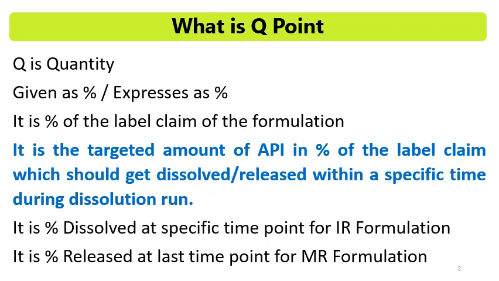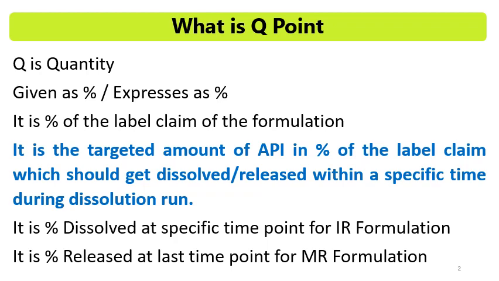And now you relate this Q point to the percentage of the API dissolved or released within a specific time during the dissolution run. For example, the tablet is releasing 100% in 5 minutes, or 90% in 15 minutes, or 90% or 100% in 30 minutes, or whatever the time point you give for the standard dissolution run time of 1 hour or 2 hours. That we are going to study in the upcoming slides.